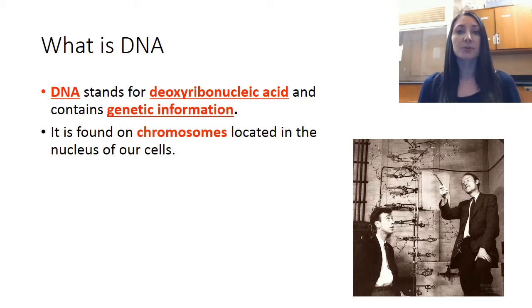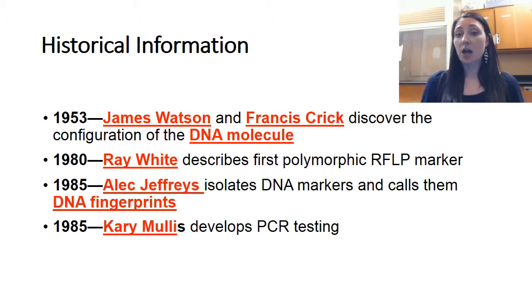It's found on chromosomes, which are located in the nucleus of your cells, and you are looking at a picture of Watson and Crick, who were the first people to describe the structure of DNA. Watson and Crick had published a paper in Nature in 1953 describing the structure of the DNA molecule, so they're credited with that discovery since they were first to publish.